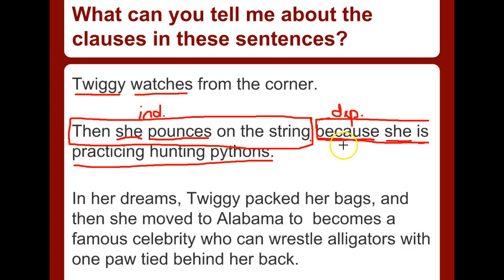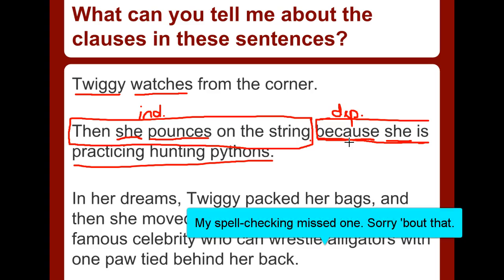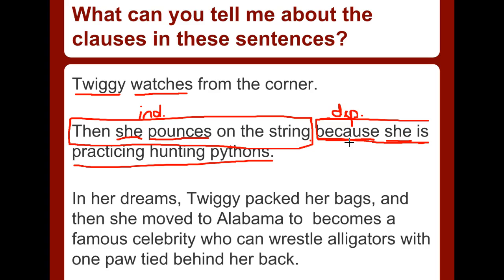Okay, last one reads like this. In her dreams, Twiggy packed her bags and then she moved to Alabama to become a famous celebrity who can wrestle alligators with one paw tied behind her back. Here we go. We've got subject and verb like that. And if I wanted to, I could start here at Twiggy and go all the way to bags and put a period and that would be a complete sentence. However, I also see that we have a comma and a fanboy. And in this instance, this comma fanboy is connecting it to another independent clause that starts with she and moved.